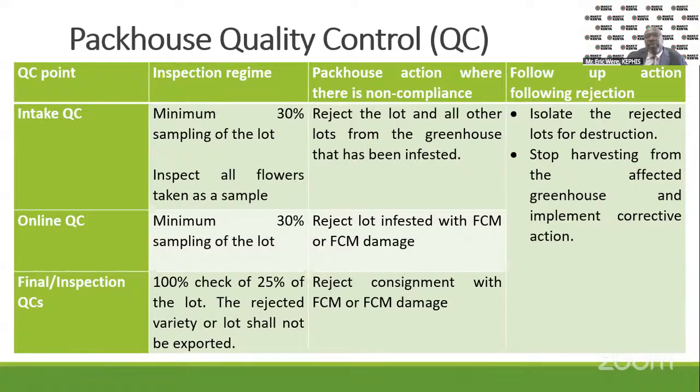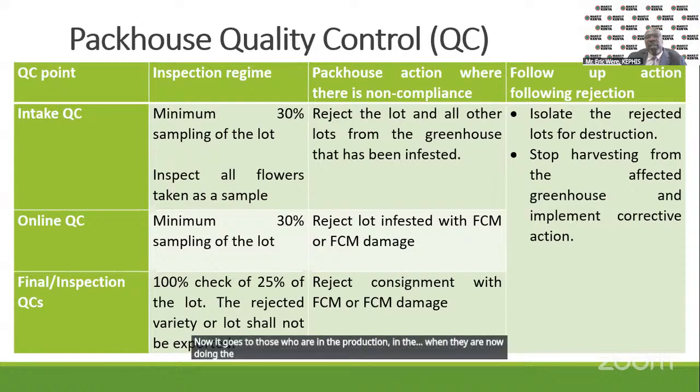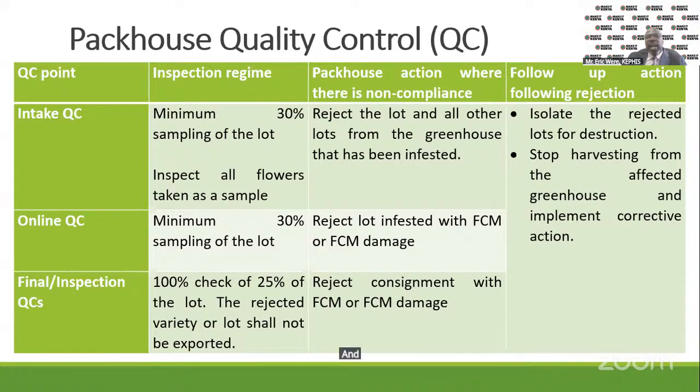Online QC. In case it passes the intake QC, now it goes to the production, when they are doing the packaging. And for example, an FCM is detected and there is a rejection inside the pack house. What measures do you need to put in place? So you need to consider that.